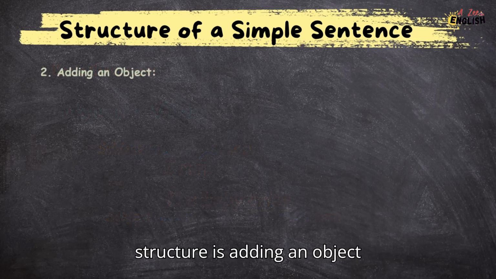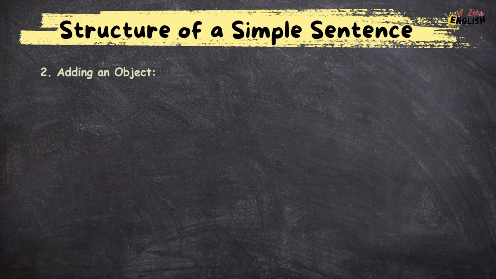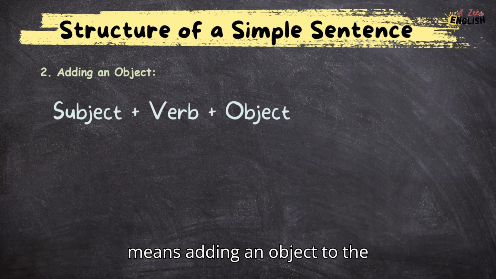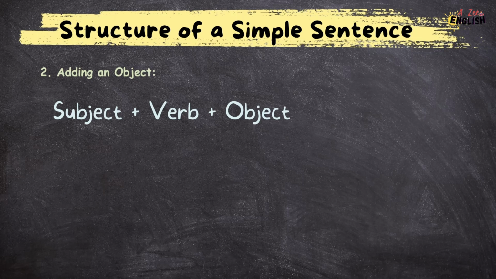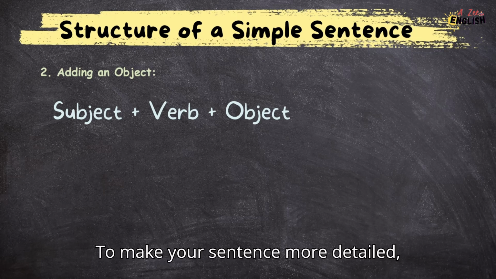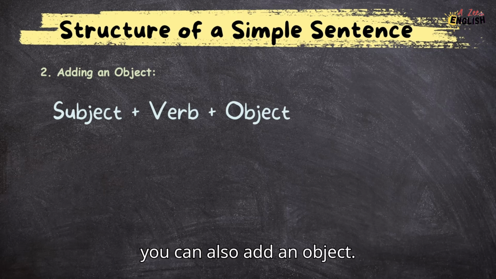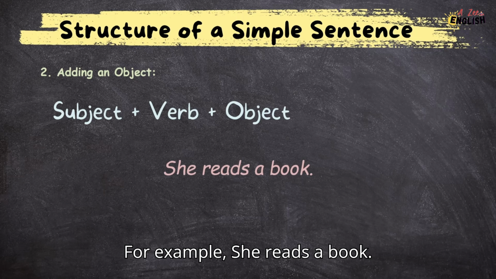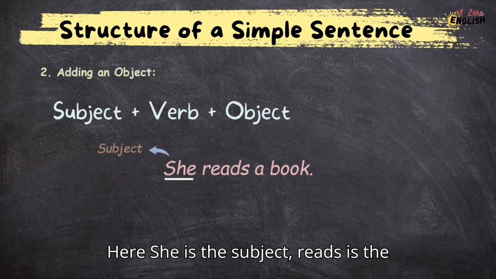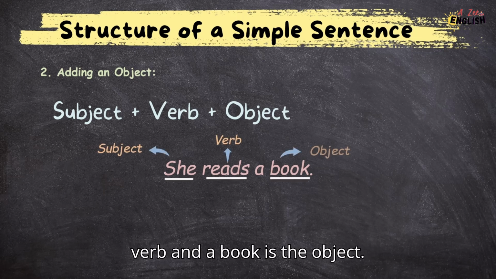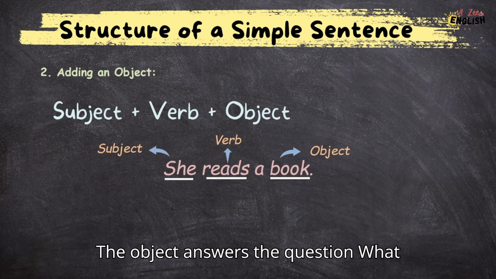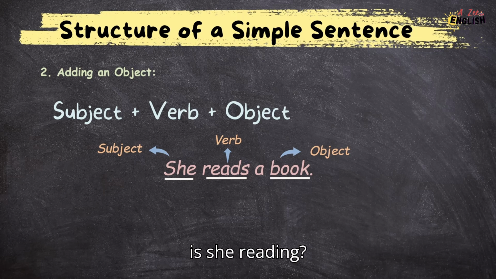Next structure is adding an object. Meaning adding an object to the subject plus verb. To make your sentence more detailed, you can also add an object. For example, she reads a book. Here she is the subject, reads is the verb, and a book is the object. The object answers the question, what is she reading?